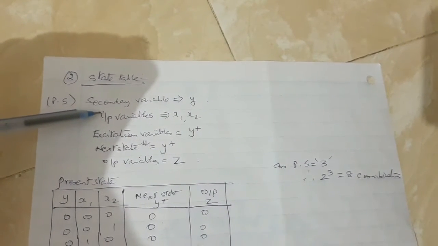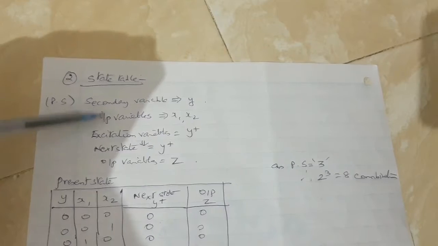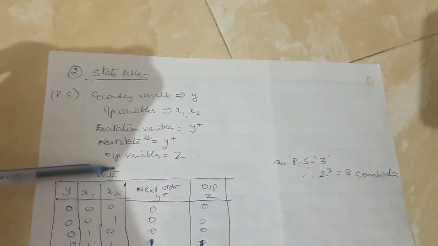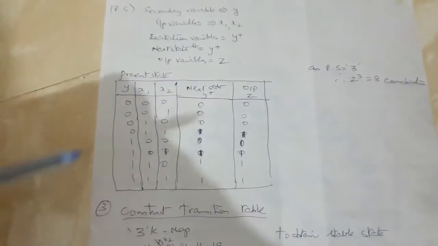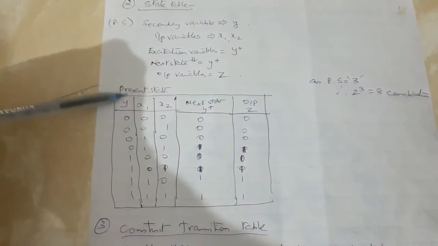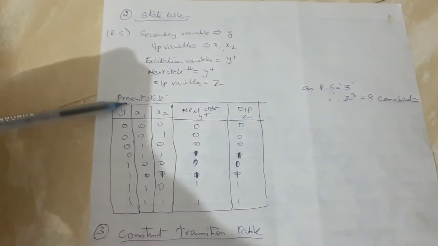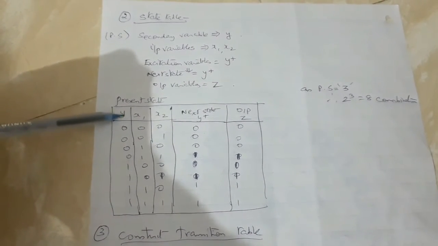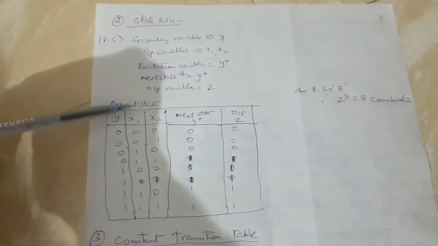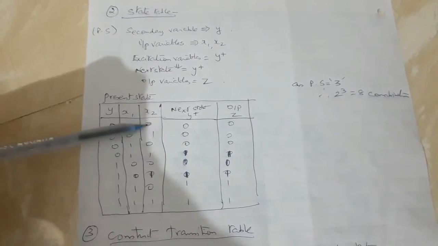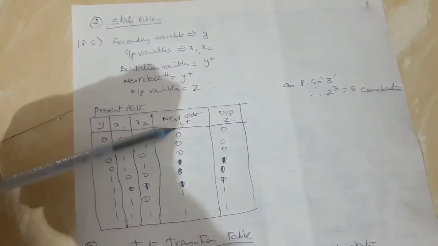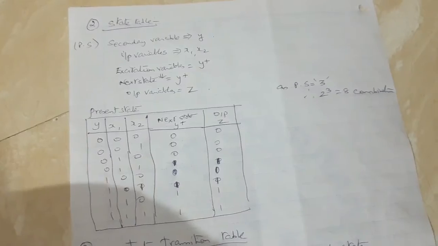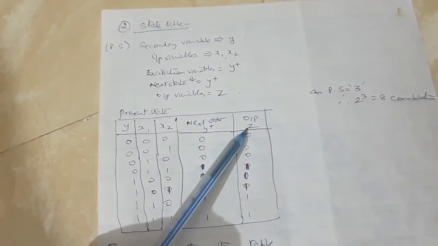So how many variables do you have? Input is x1 and x2 along with an output variable z. So it is 3, and 2 power 3 is 8 combinations you can make. Therefore the table becomes: present state y, that is nothing but your secondary variable, and the values x1 and x2, with combinations from 0, 0 to 1, 1. Now you need to find out what is y plus. You know the equation for y plus. I have given you the equation for y plus, and I have given you the equation for z also.